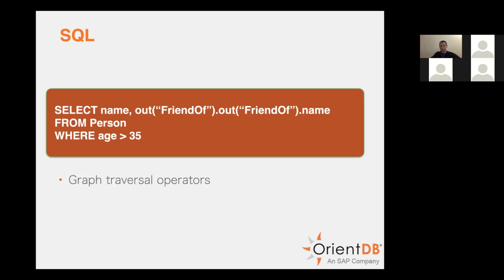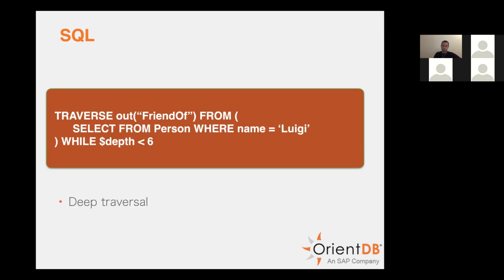This is simple. Again, we have out, in, both to have vertex to vertex traversal. There's also outE, inE to have vertex to edge traversal, so that you can also retrieve information that are on the edges. There's more.